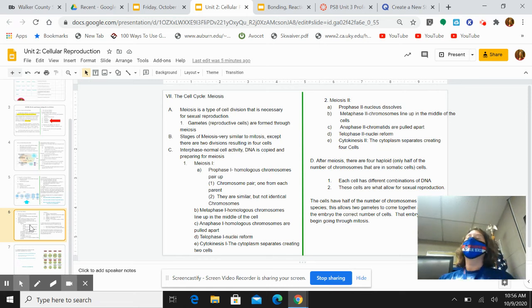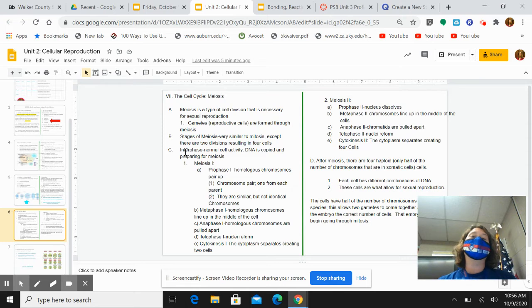So, meiosis goes through the process of mitosis, but it goes through it twice. So the second time around, it divides that number of chromosomes so that each of the cells have half the number of chromosomes than the original cell. So let's start right here at the top of slide number 6, letter A.